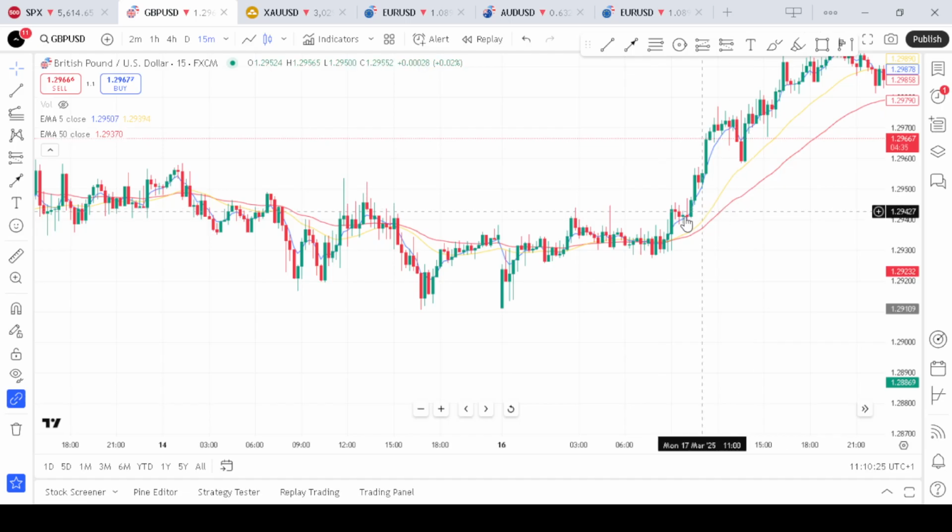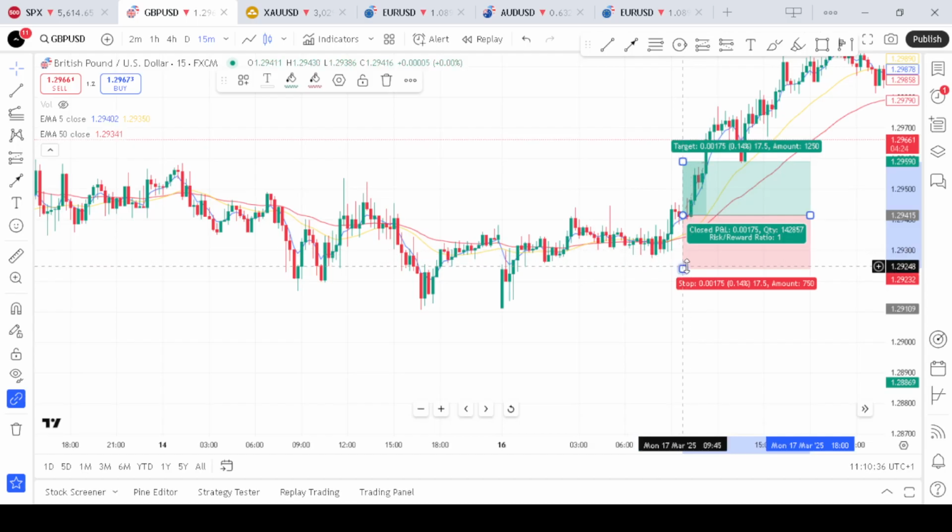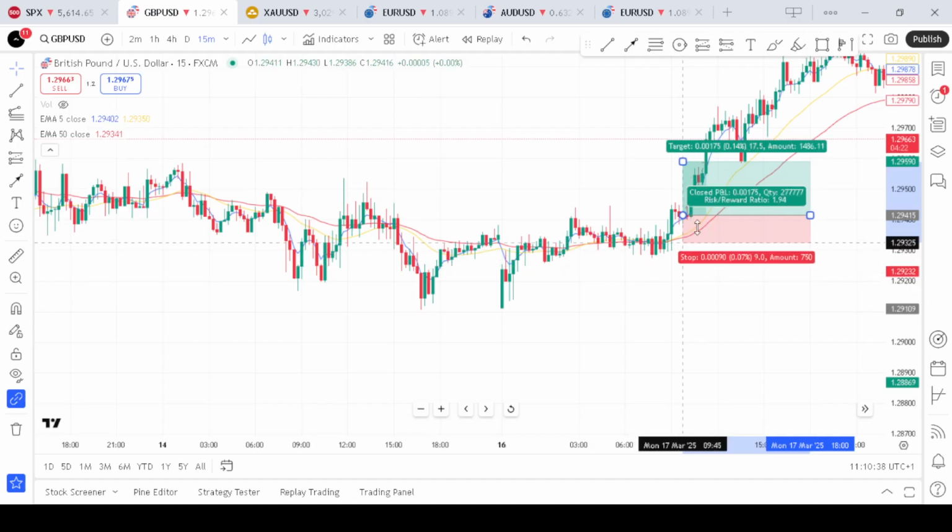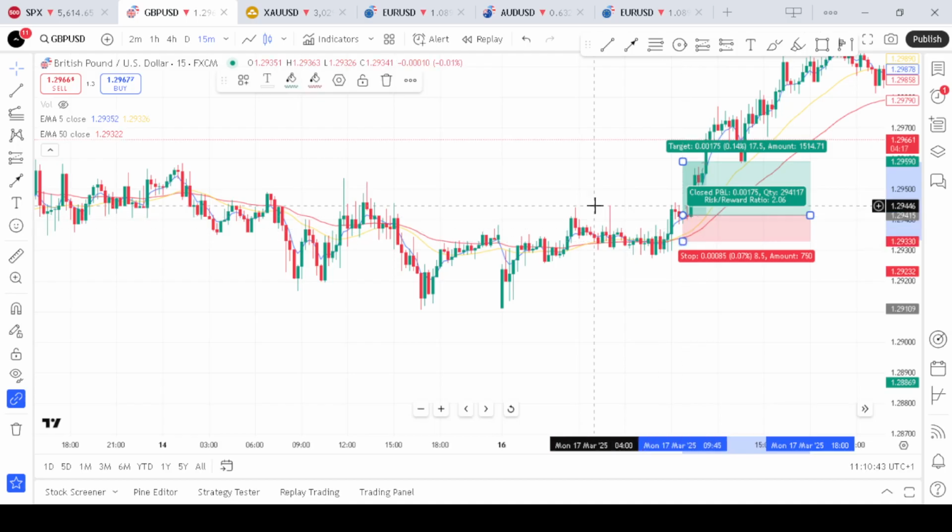When price is above the 20 period moving average and the 50 period moving average, and price comes back to retest, we enter and put our stop loss just below the 20 period moving average. This is where we place our stop loss. We can also use a fixed stop loss of 40 or 45 pips from your entry.